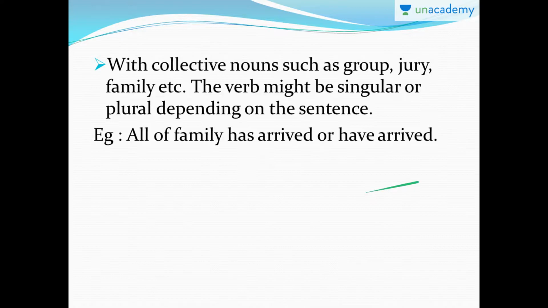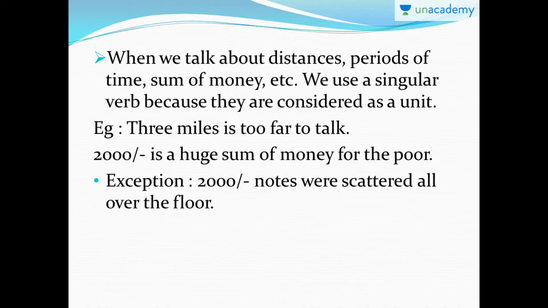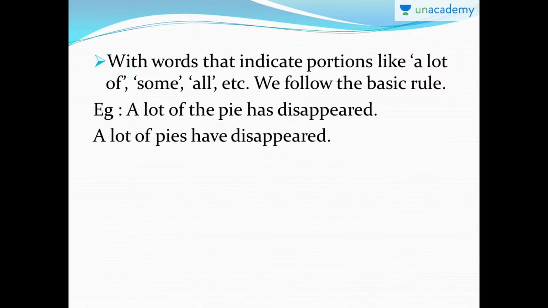Okay. Now, what did we learn today? We learned 3 important rules along with the revision of the previous rules. So that is when we talk about distances, time or sum of money, we consider them to be 1 unit and we use a singular verb. And then we went with words that indicate portions. We just take the basic rule: singular subject, singular verb, plural subject, plural verb.